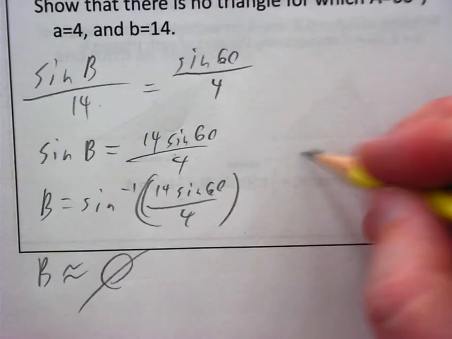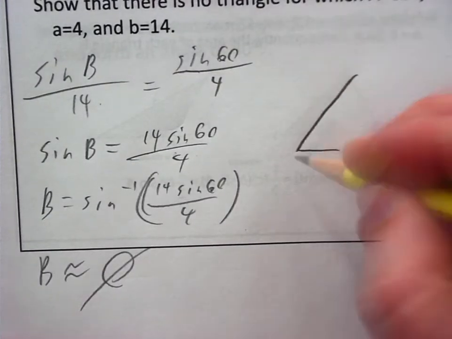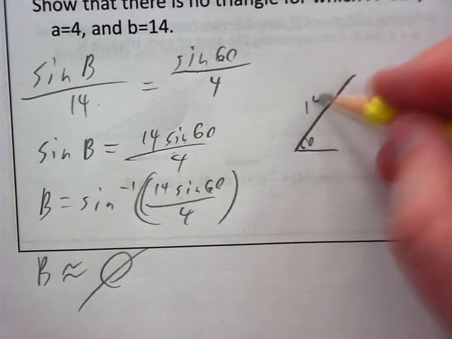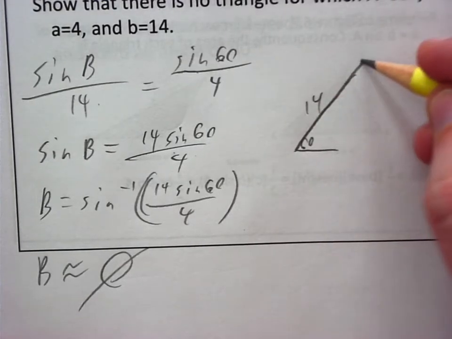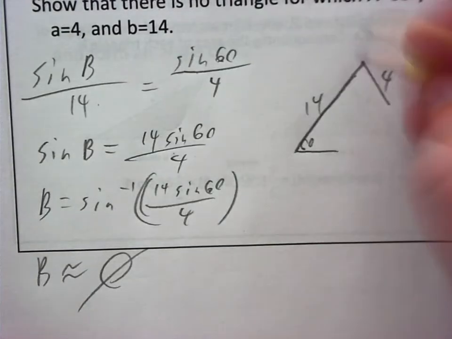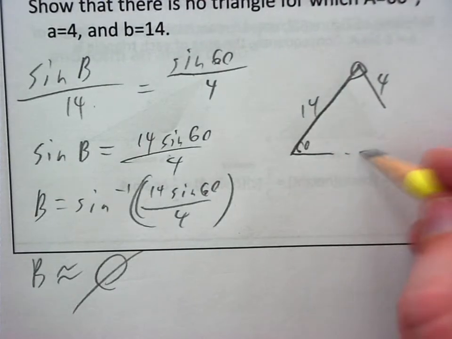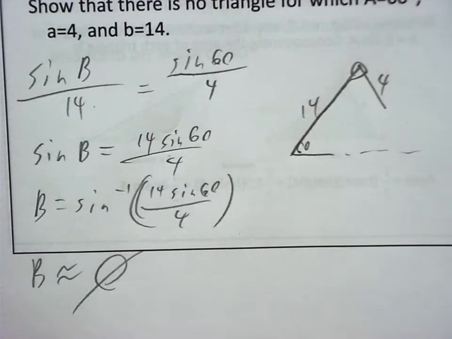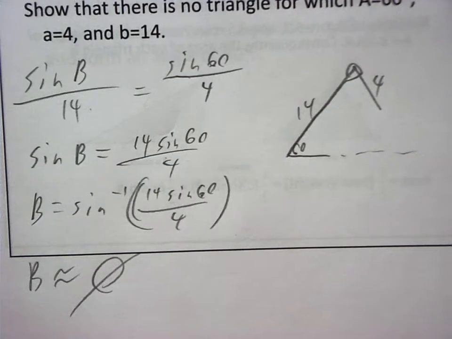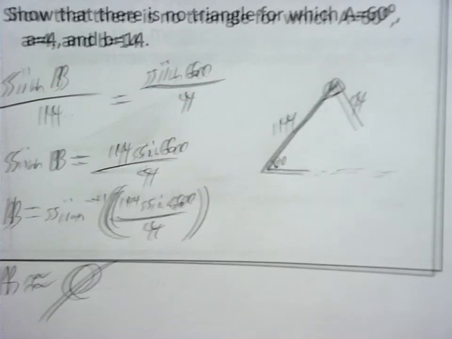And the reason is, if you actually stop and look at this, the 60-degree angle here is going to be about that. If this is the 60, this is 14, well, this would be 4. Think about that hinge point. This thing would just swing back and forth and never actually reach all the way down to here. So it's no solution. Does that make sense? Okay.